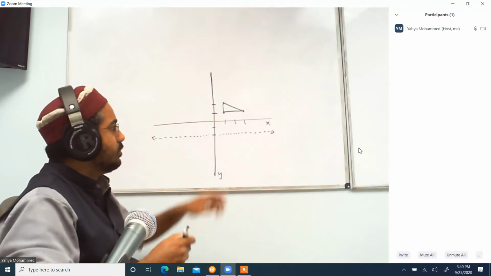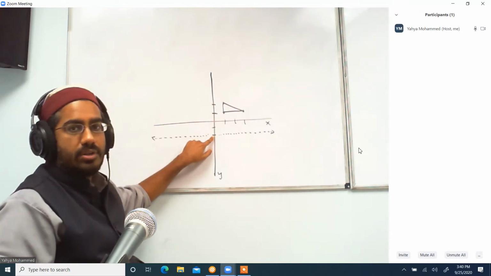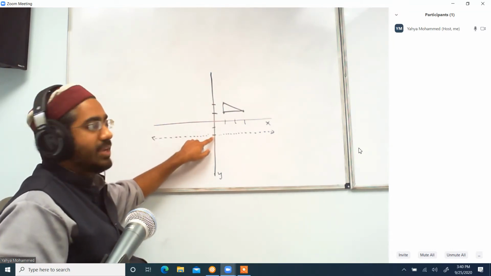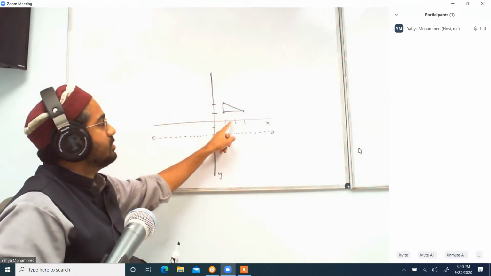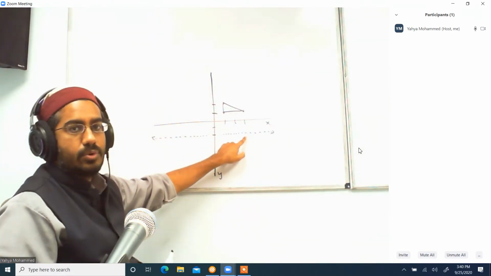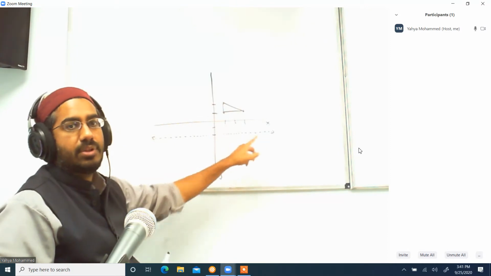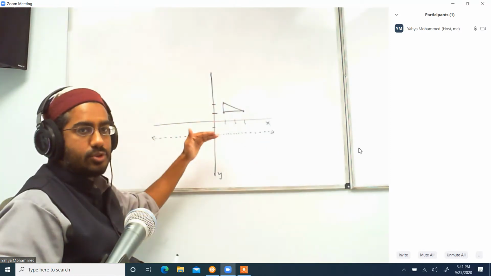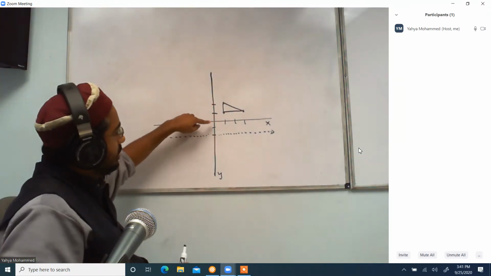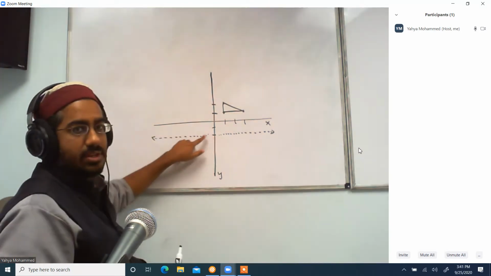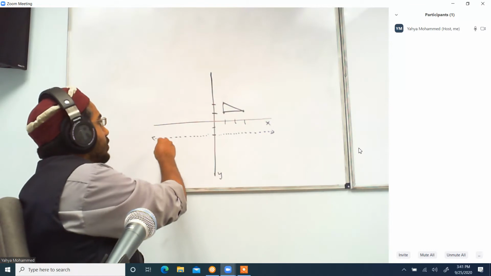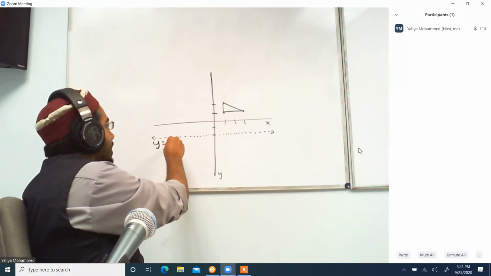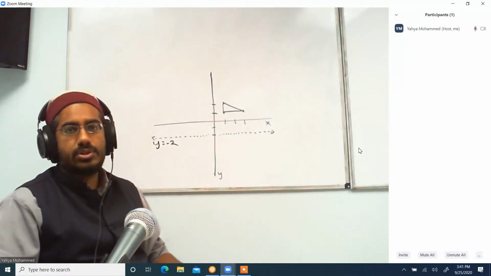For example, this point over here is (0, -2). Now this point over here is (3, -2). So you can see the x values are changing from left to right, but the y values are always -2. This is -2 on the y-axis. Every point here has a y value of -2, so I'm going to put y = -2. That's the equation of the line.